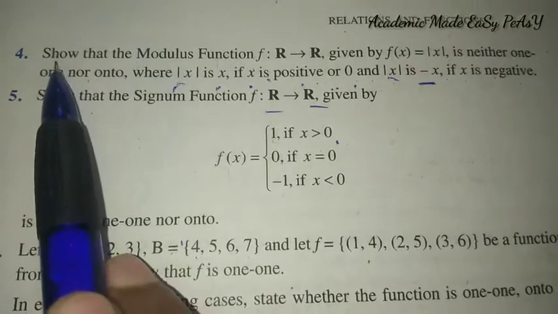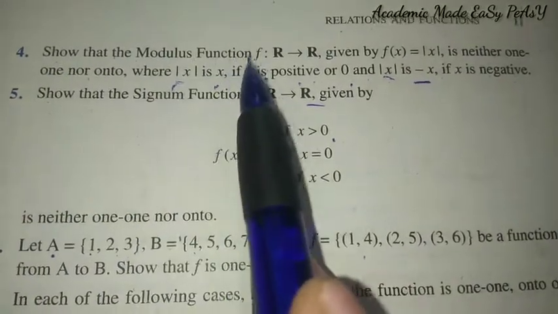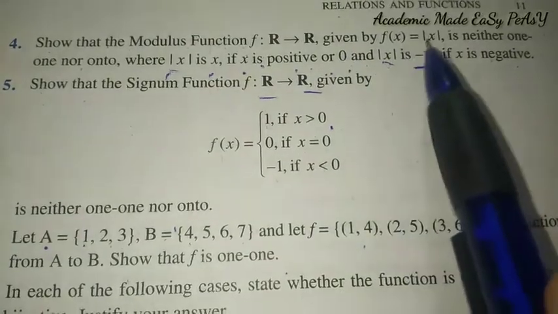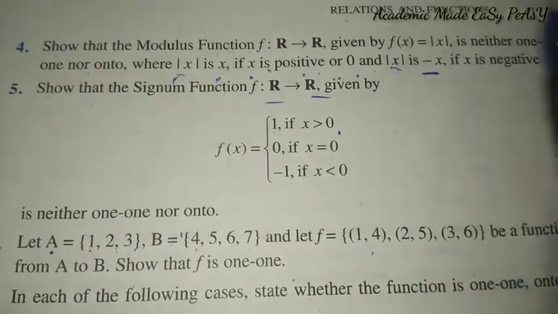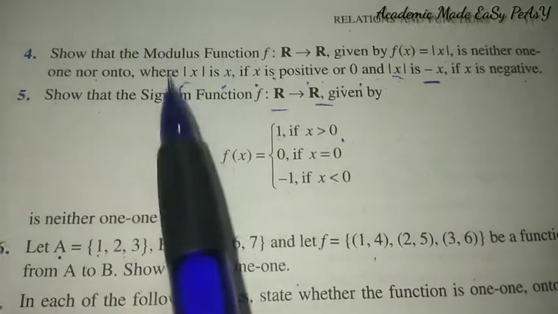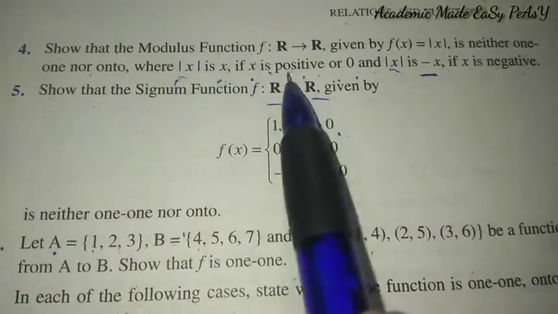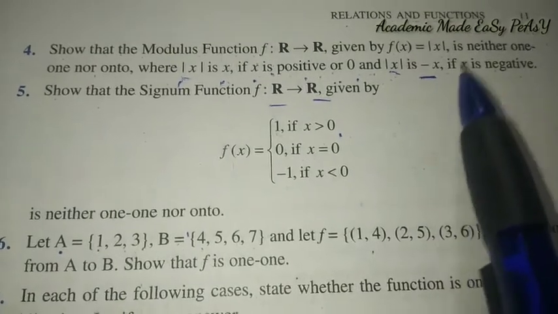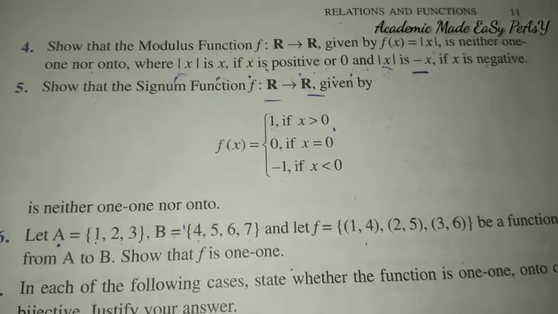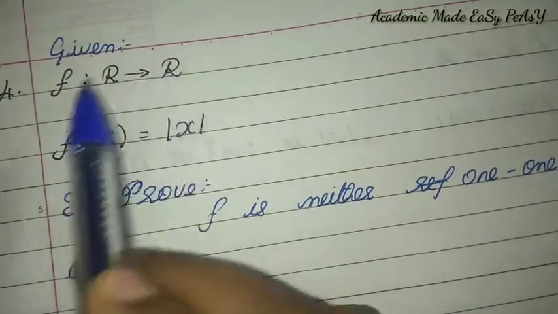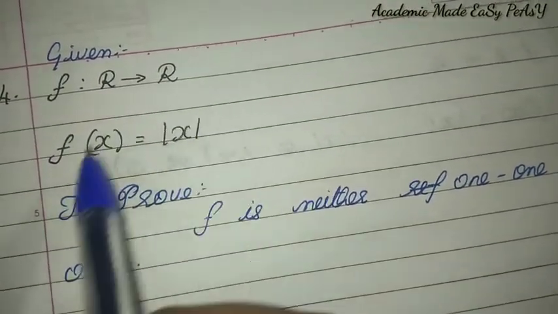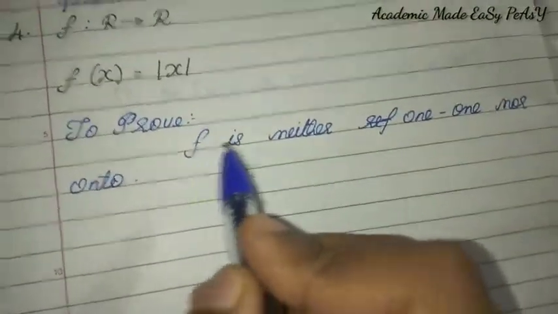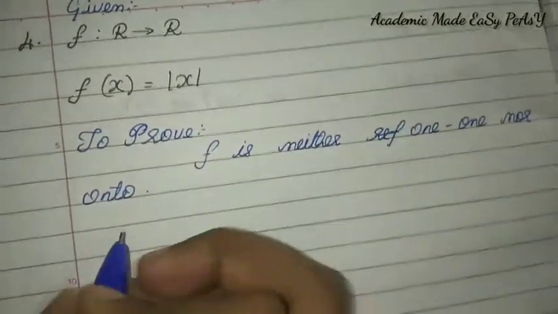Question number 4. Show that the modulus function f from R to R, that is real numbers, given by f of x is equal to mod x is neither 1 to 1 nor onto, where mod x is x if x is positive or 0 and mod x is minus x if x is negative. So now I have written the given f from R to R and f of x is equal to mod x. To prove f is neither 1 to 1 nor onto.